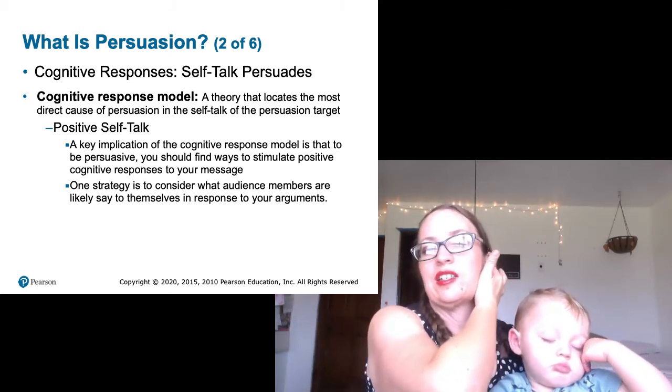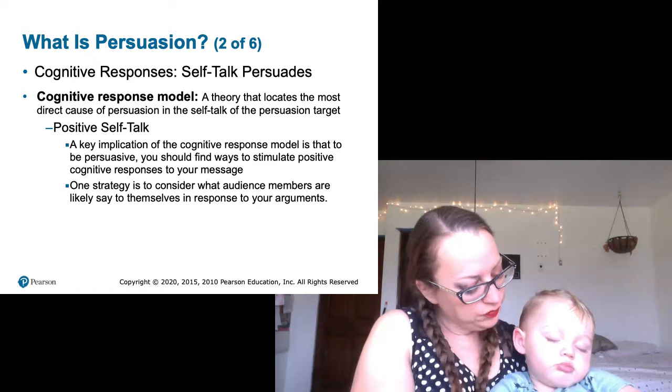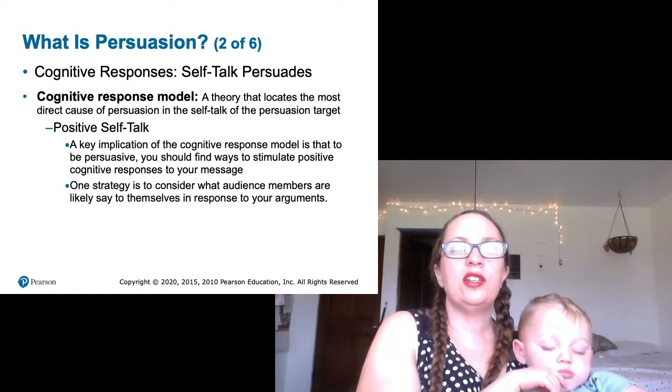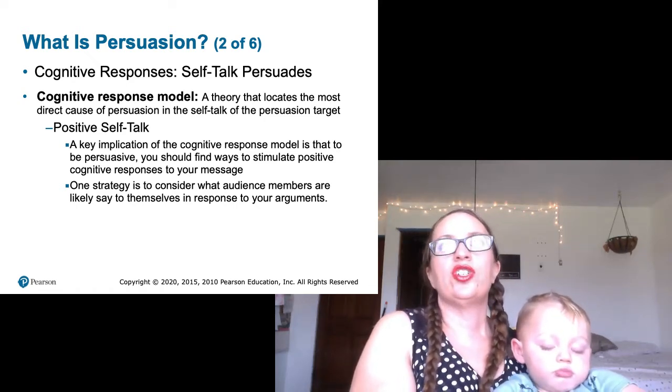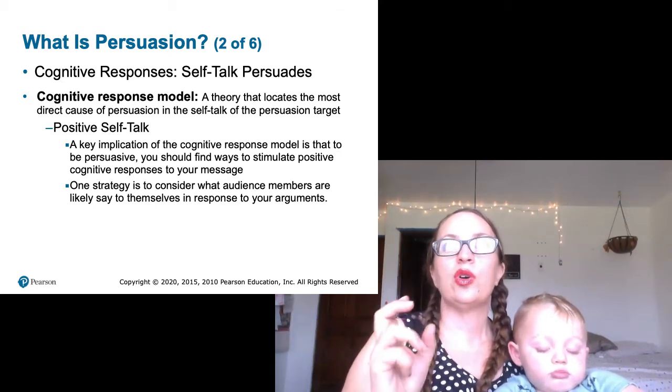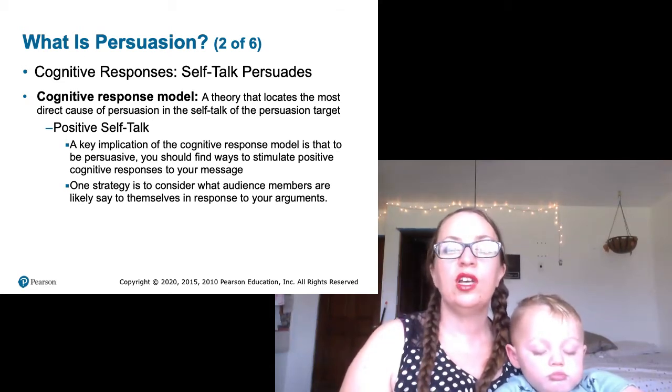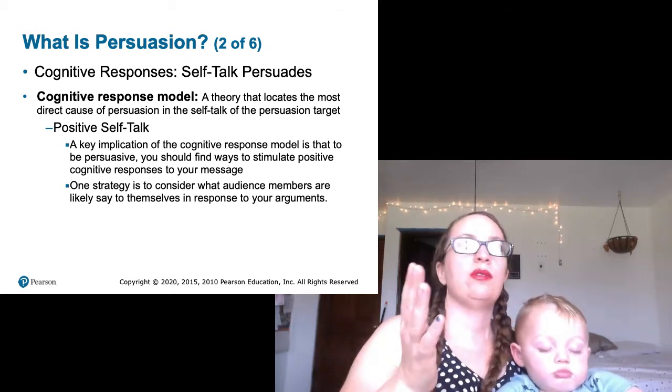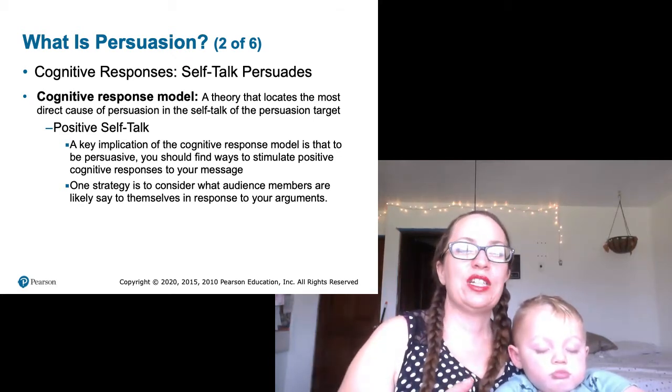Okay, so let's say that again, because I was distracted. The cognitive response model of persuasion suggests that we can learn more about attitude change and persuasion by studying what individuals say to themselves as a result of receiving a persuasive communication.